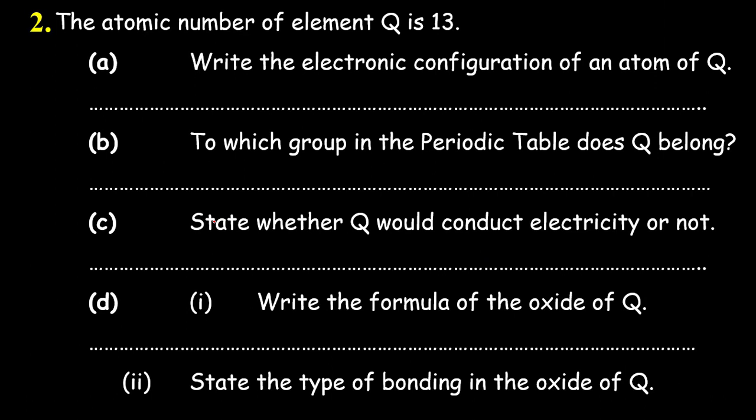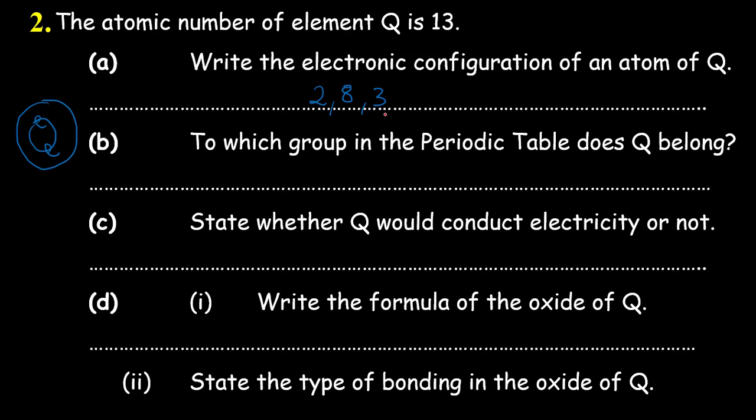So lastly, we have question 2. The atomic number of Q is 13. Write the electronic configuration of Q. So in writing electronic configuration, we are filling in the energy levels. The first energy level will take a maximum of 2 electrons, which is our 2. So that will be completely full. So we shall go to the second energy level. Second energy level can take up to 8. Now that is 10, and the last 3 will go to the third energy level. So that becomes the electronic configuration of Q.